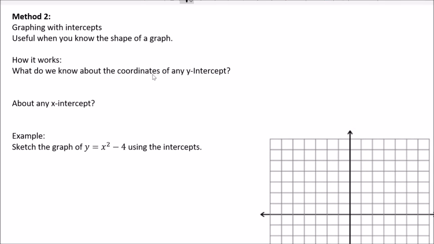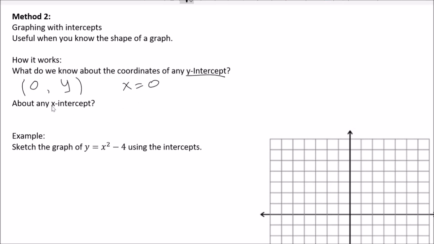How does it work? Well, let's talk about what it means to have an intercept. An intercept simply is any time when the graph that you're sketching hits the y-axis or the x-axis. Specifically, when we look at the y-intercept, it means we're hitting the y-axis. So what can you tell me about the coordinates of a point that's on the y-axis? Well, we should know that the x value is 0 and the y value is something. So what we know is that x equals 0.